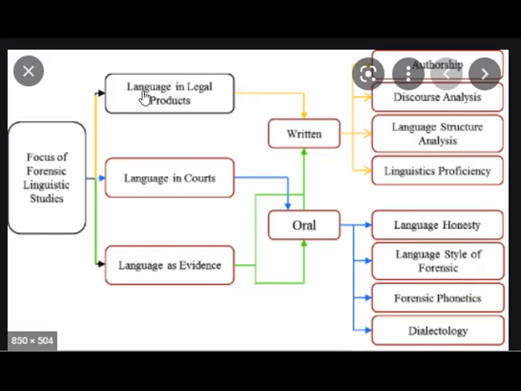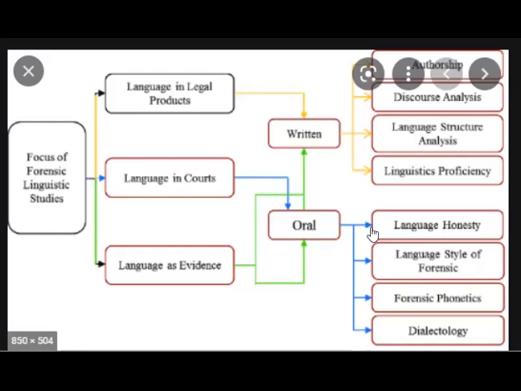So it is mostly written. And we have language in courts, which is normally oral. And overall, language as evidence can be oral as well as written. So we cannot restrict language as evidence. Language as evidence can be oral, and it can be written as well.